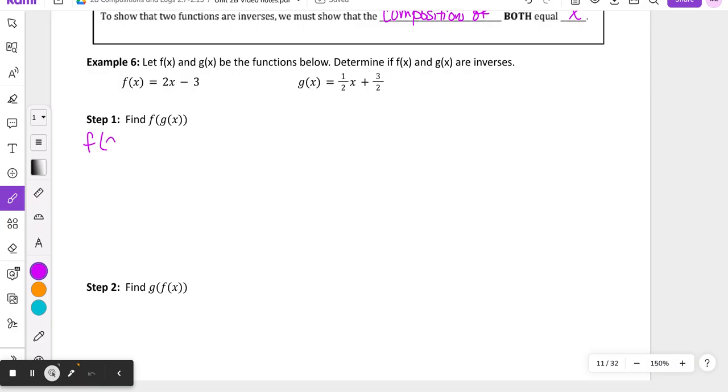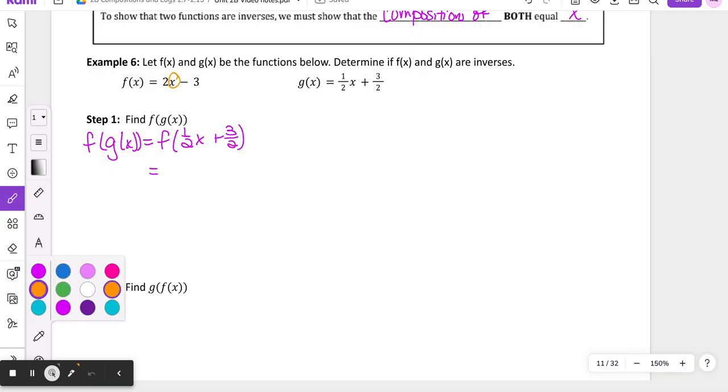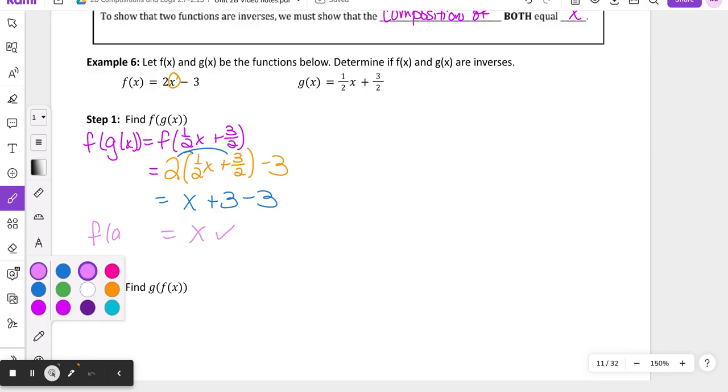So we're going to start by doing f of g of x. That means we're doing f of 1/2 x plus 3/2. So this all gets put into that x here. So it's going to be 2 times (1/2 x plus 3/2) minus 3. Distribute. That would be x plus 3 minus 3. The 3's will cancel each other out. f of g of x equals x.